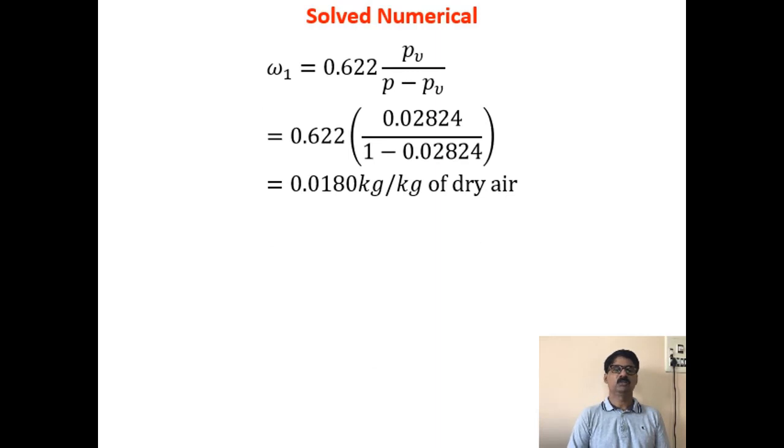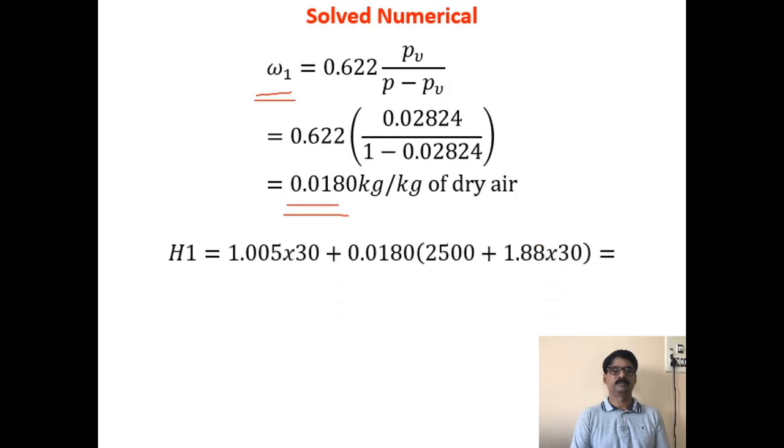Now to find omega 1, that is the specific humidity of the air at entry before heating. So 0.622 PV divided by P minus PV, and if you make proper substitution you will get it as 0.0180 kg per kg of dry air. So the enthalpy of the initial state of air is 1.005 into 30 plus 0.0180, that is omega, into 2500 plus 1.88 into 30, and you will get 76.16 kilojoules per kg of air. So this is the formula for the enthalpy, H. All of you know this familiar formula.